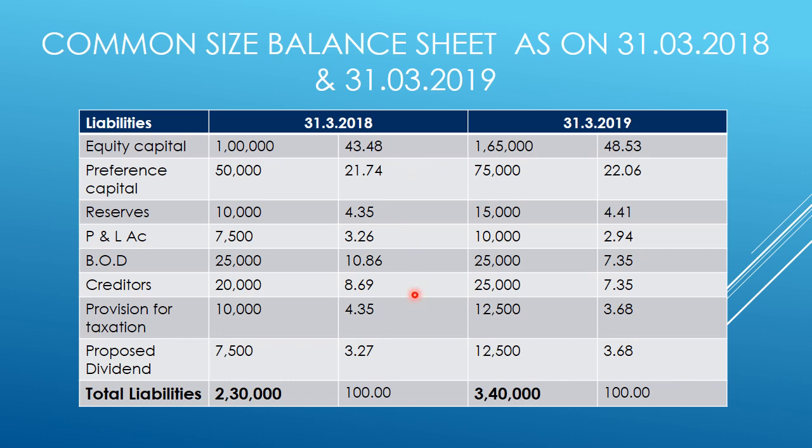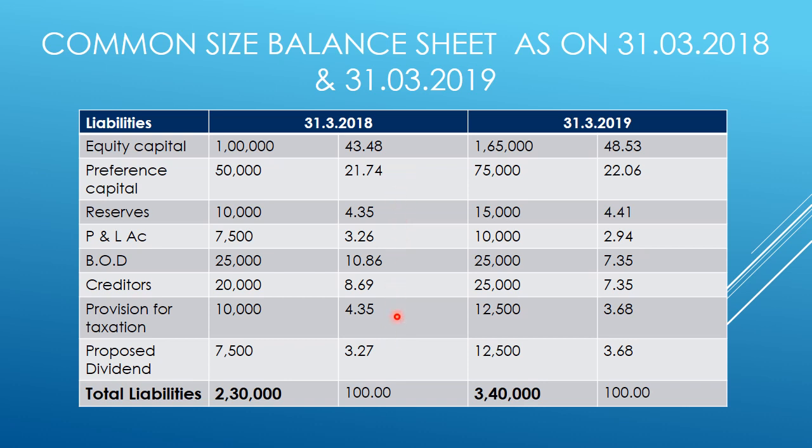So all these figures are nothing but a percentage of the total liabilities. A cross check is, if you add up all these figures on the common size side, the total should come to 100%. That's it. So this is the common size statement for the liabilities side of the balance sheet for the year ending 31st March 2018. And these are the percentage figures that you have got.